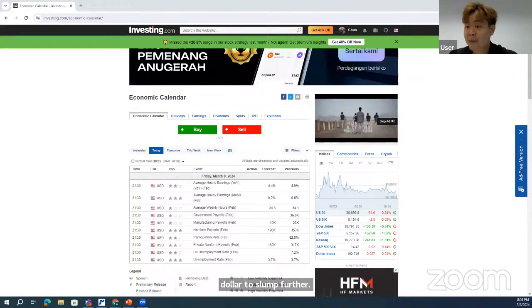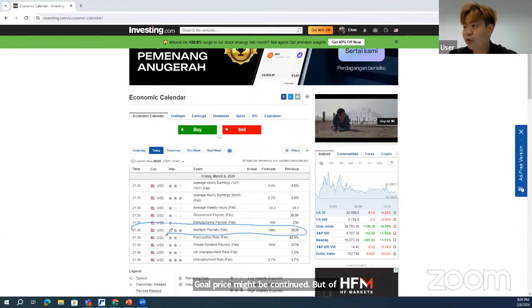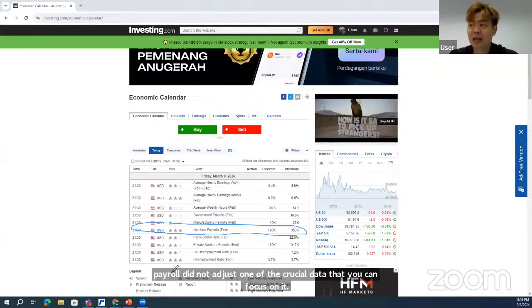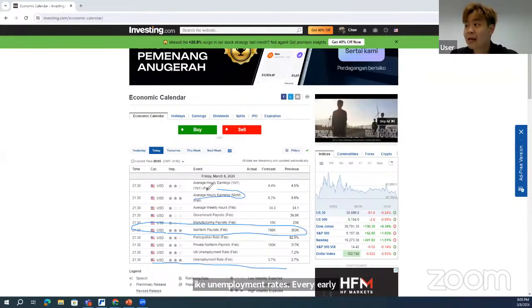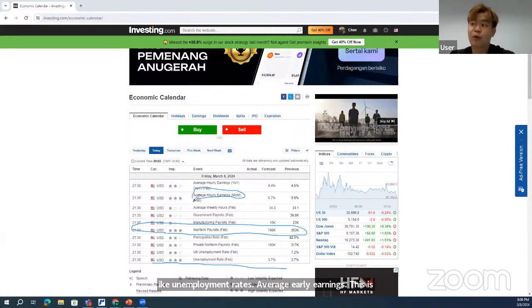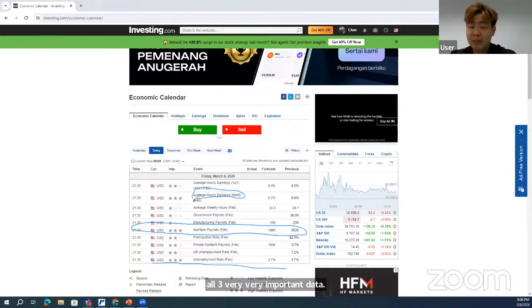But of course, non-farm payroll data is just one of the crucial data that you can focus on. You cannot ignore other important data like unemployment rates and average hourly earnings. These are three very important data. It's better for you to compare all of the data and see whether it's better than the market expectations or not before you enter the market.